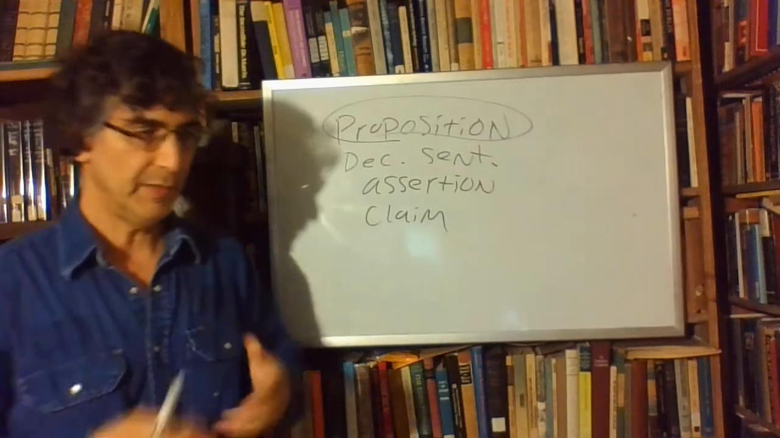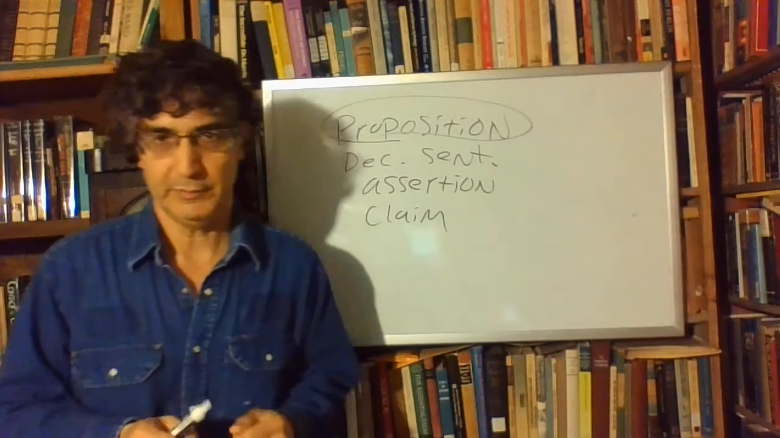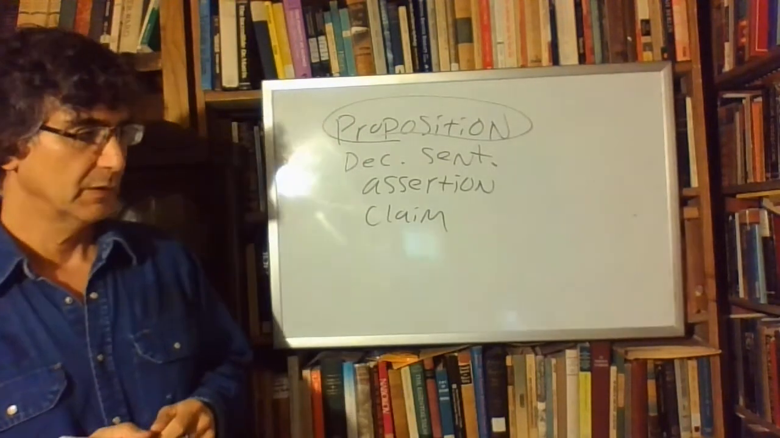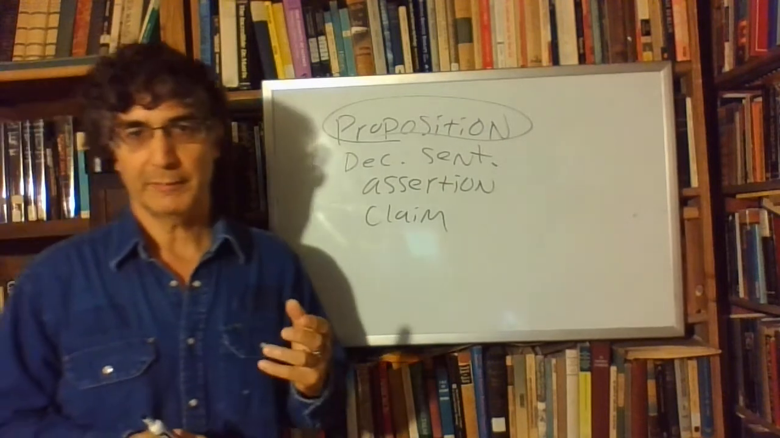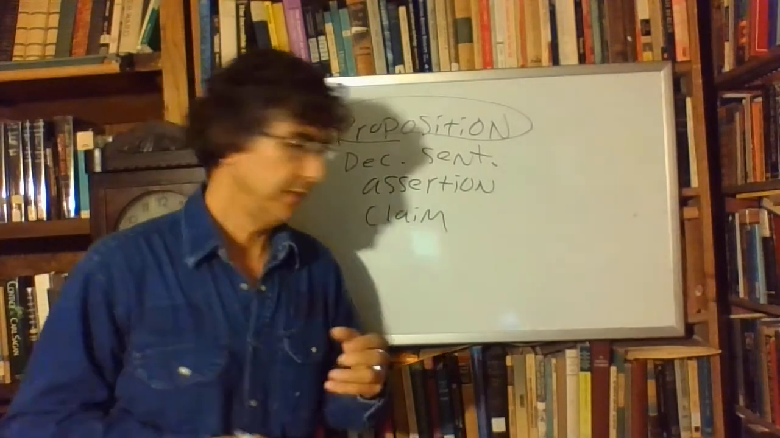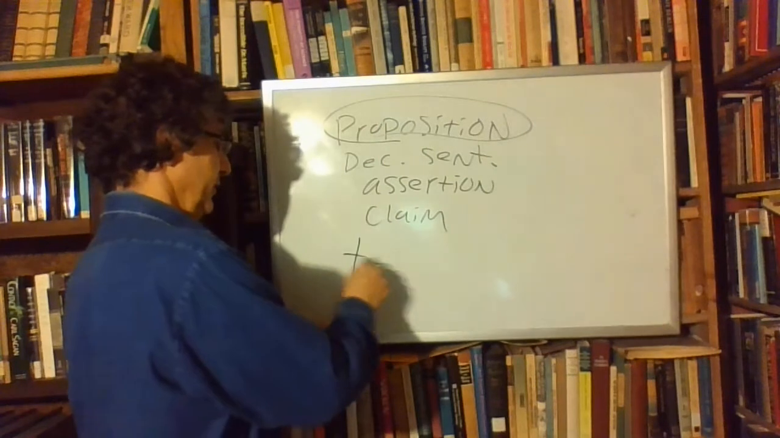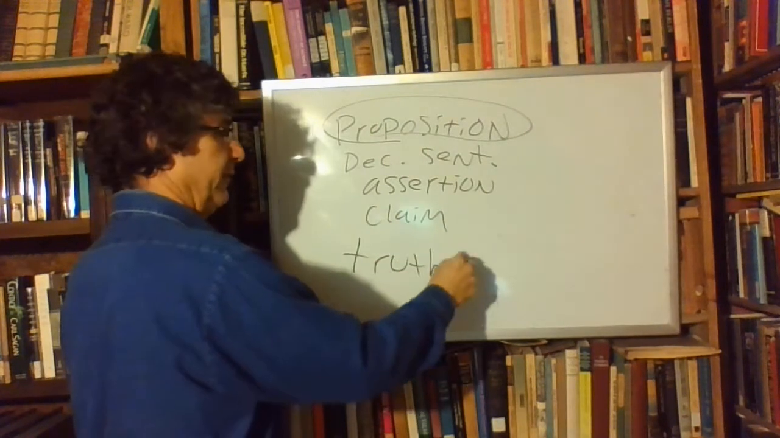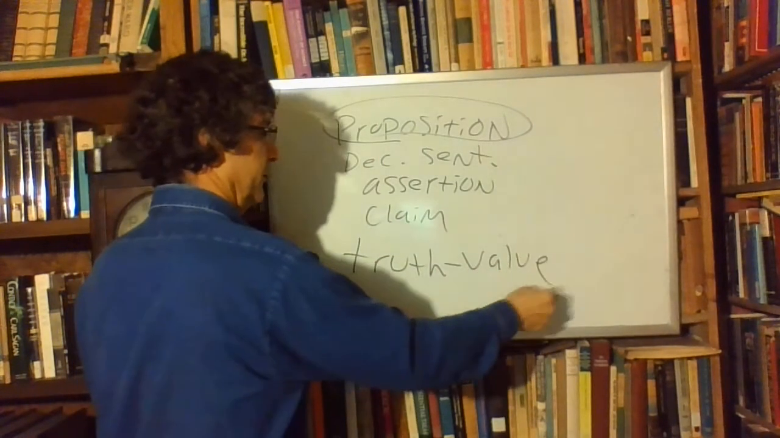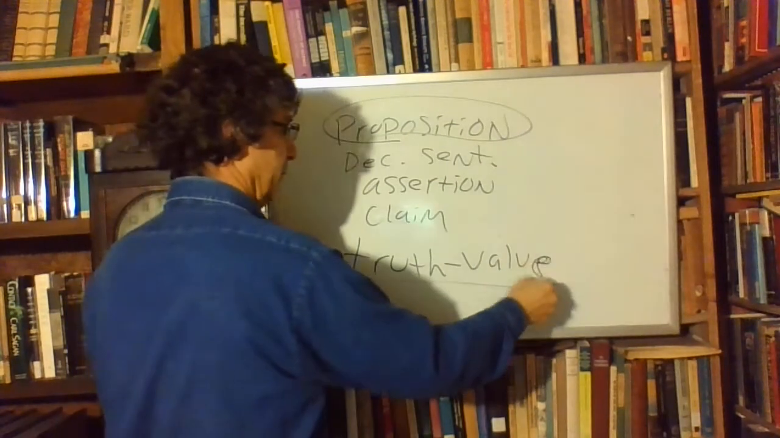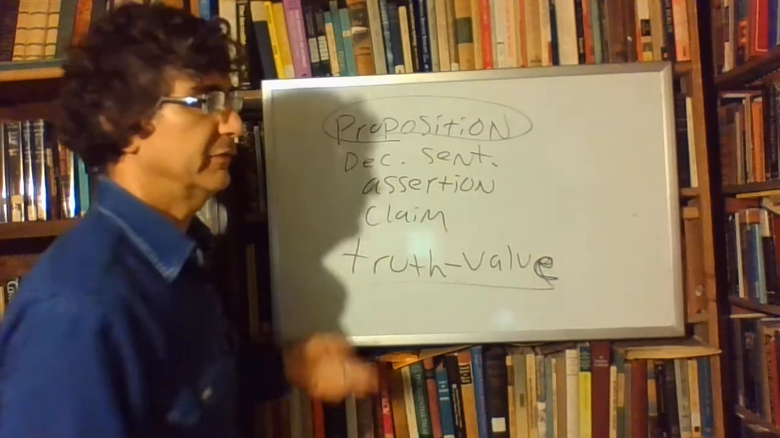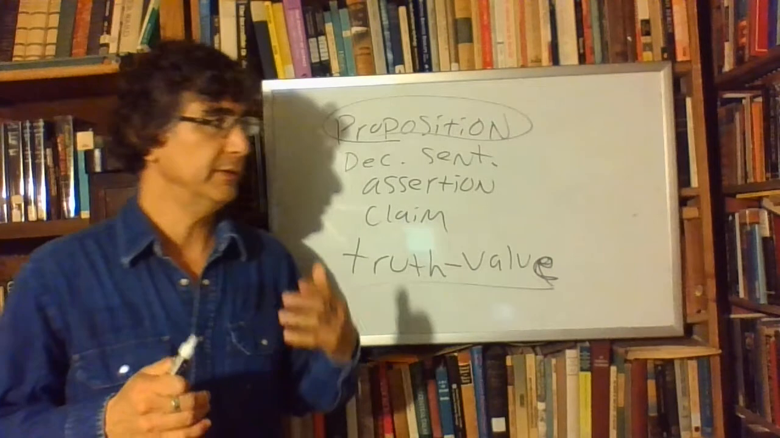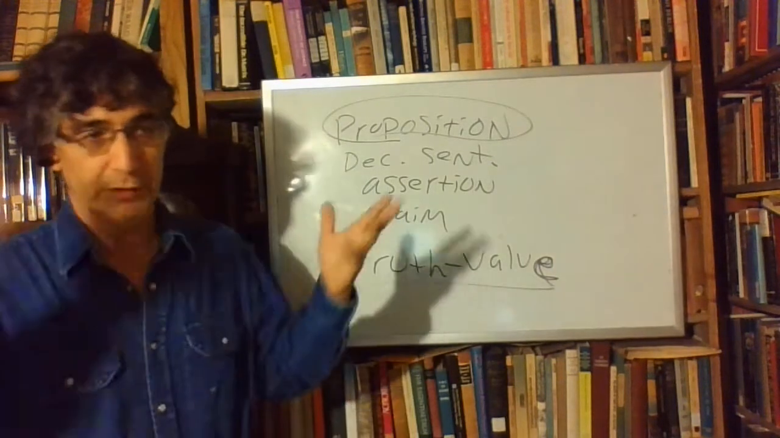A proposition, and this is a definition I want you to remember, okay? A proposition is something that has truth value. Now, let me write truth value down here. Truth, we usually hyphenate it: truth-value. Truth value is just a fancy term for saying it is true or false. That's all it means.